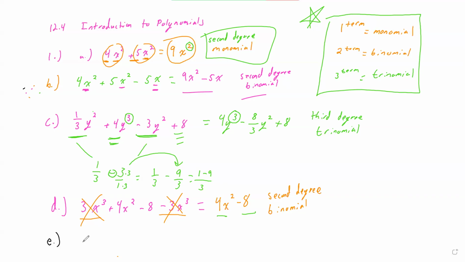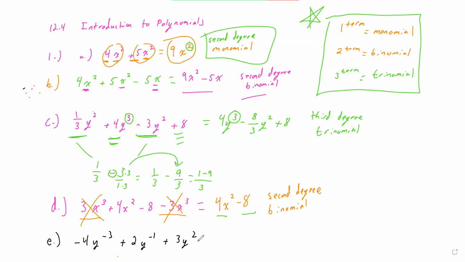All right, last one of this type, and then we'll try another one. So -4y to the -3rd plus 2y to the -1 plus 3y squared.